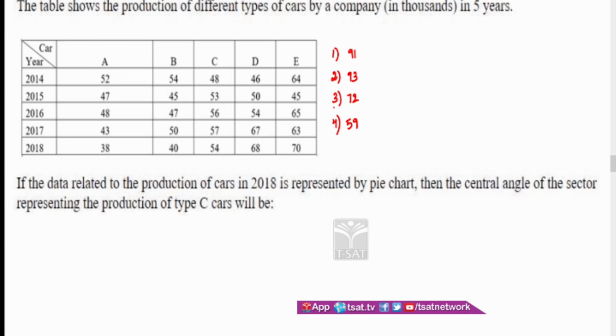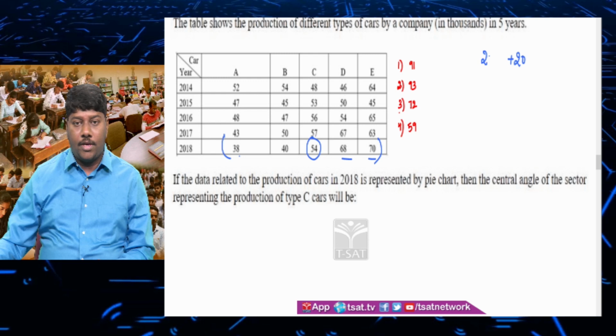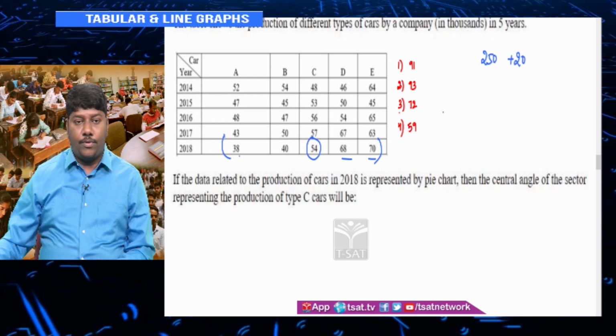Look at the next one. If the data related to the production of cards in 2018 is represented by a pie chart, again the entire 2018 is represented by the pie chart, then the central angle of the sector representing the production of type C cards will be, type C is what he is asking you, right. So look at this, 8 is 16, 16 plus 4 is 20. So keep this 20 aside, plus do all the tens, like 30 plus 40, 70 plus 50, 120, 130. 120 plus 130 is 250. So 250 plus 20 is 270.